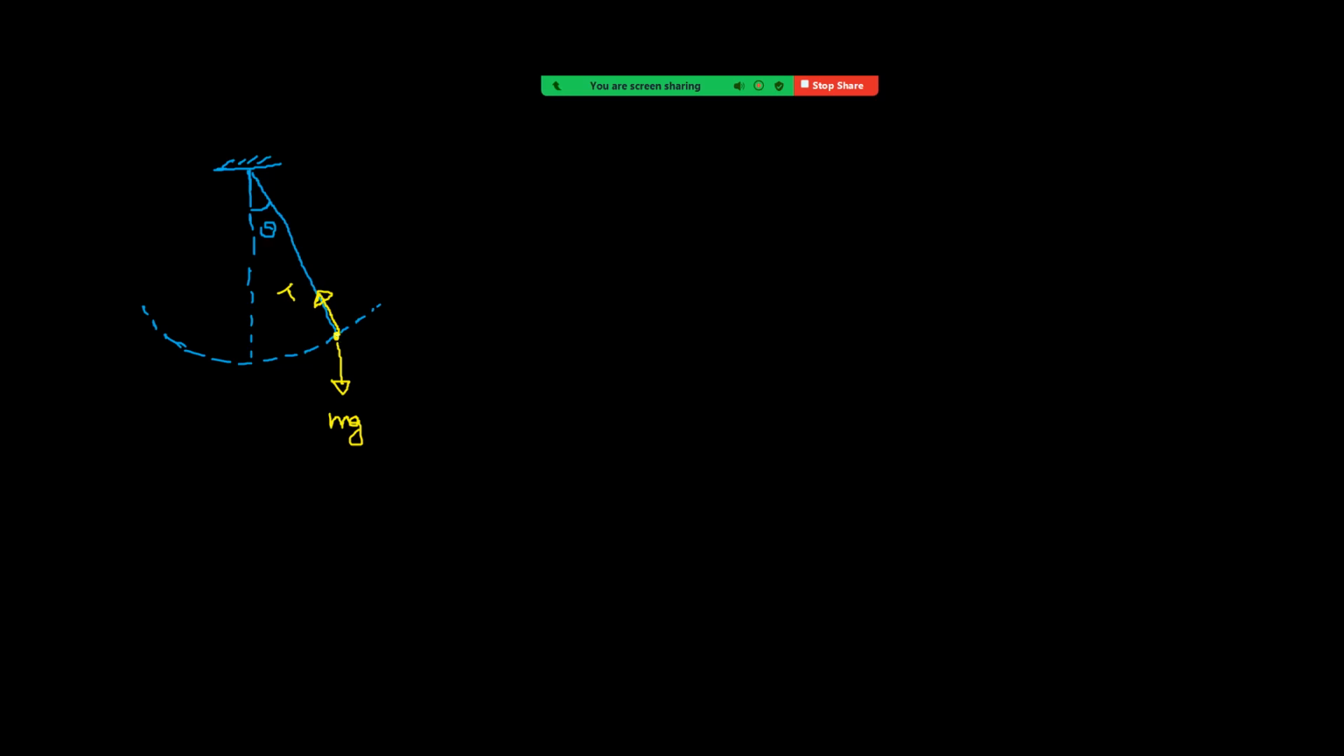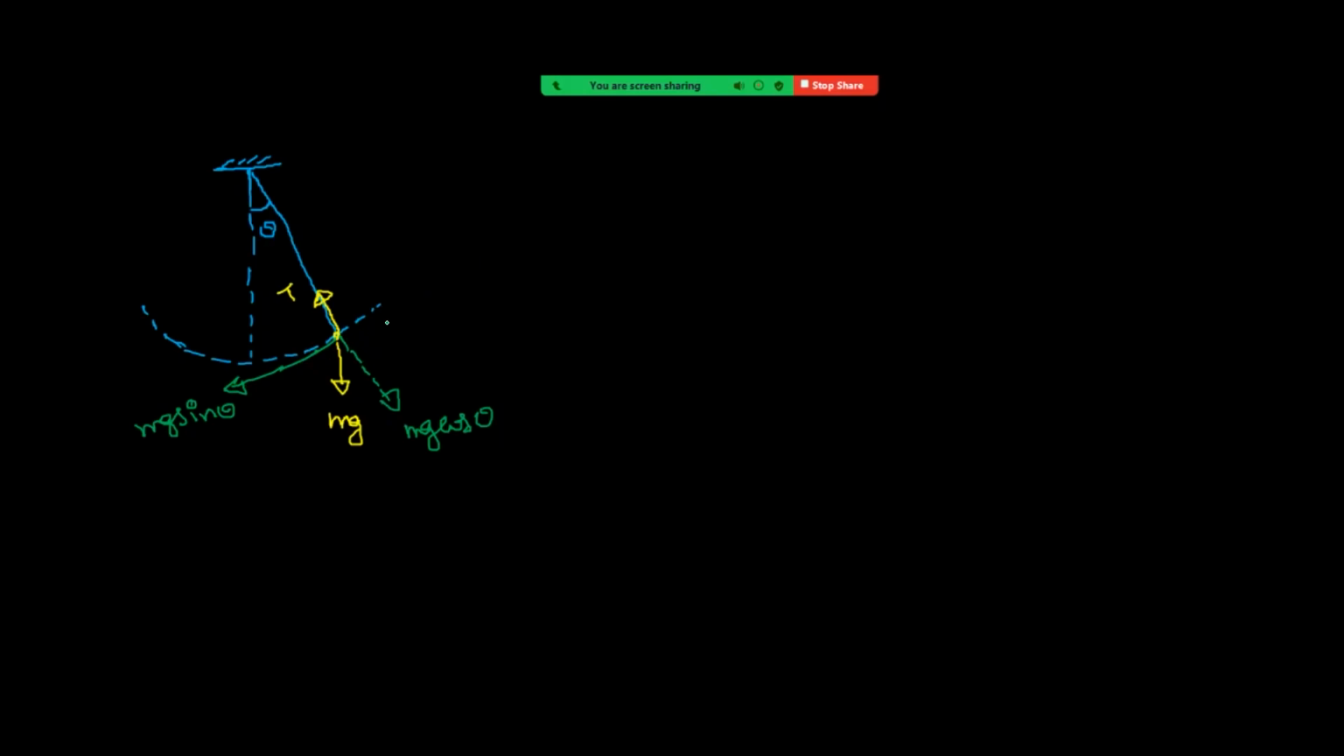So I am taking here the components of the weight mg, because tension is already along the radius, so we should not resolve it. Coming to mg, along the radius and along the tangent, this is mg cos theta and this is mg sin theta. So we have taken normal to the motion direction and along the motion direction.